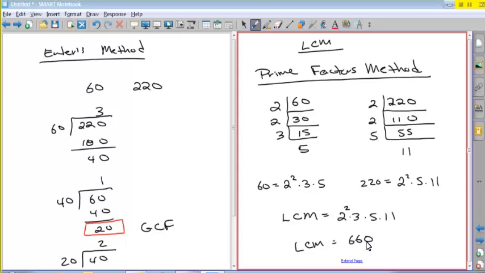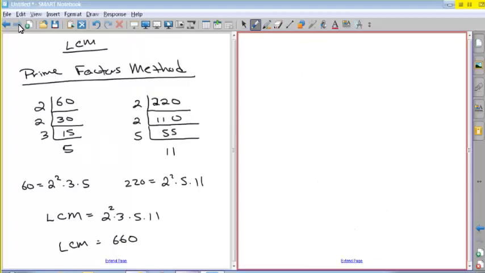60 times 11 is 660. So this 660 is the 11th multiple. And 220 times 3 is, so it's the third multiple of 660. Okay, so that's the prime factors method. Now if you have, again, you can do this with 2 or 3. You can do the other one, which is the dividing prime factors method, not multiplying, dividing.